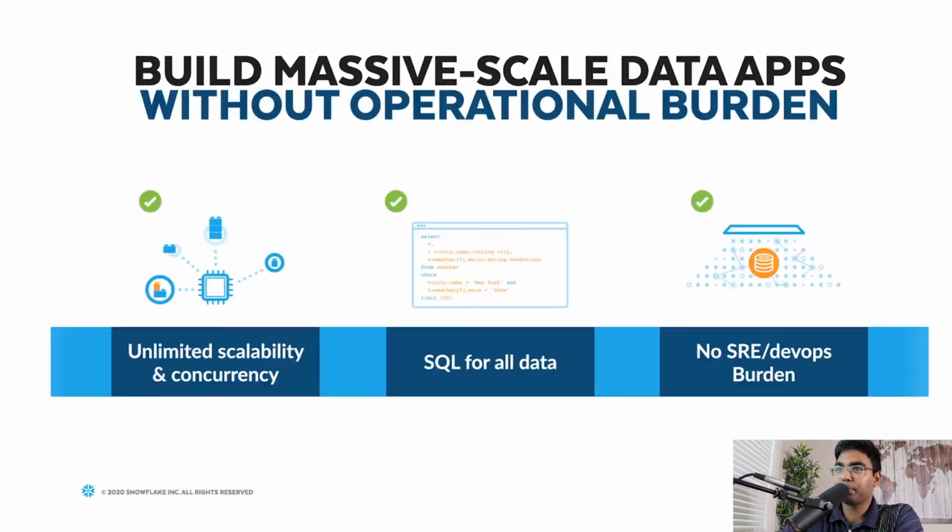So where Snowflake comes in, build massive scale data apps without operational burden. So unlimited scalability and concurrency, that is so true. They have their clusters in the Snowflake network, and you can basically pay as you go. Again, fast forward accordingly. But in this model, at a high level, what you can do is access the whole Snowflake network. So each Snowflake is its own kind of piece of the puzzle here, right? And so that cluster can access more power through more snowflakes like this. So it's pretty cool. SQL for all data and no SRE, DevOps burden.